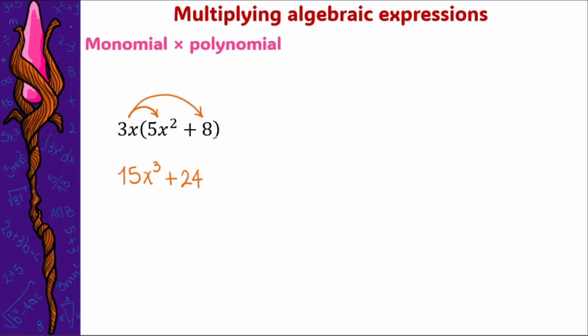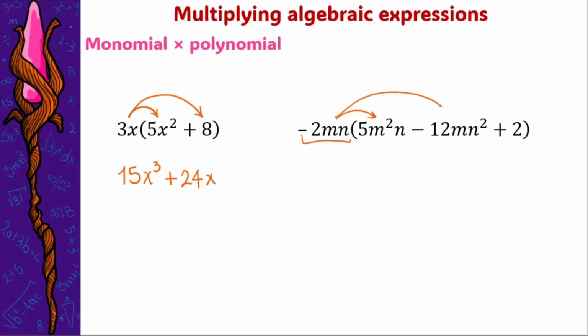And since it doesn't have any variable and this one has just x, we just write the x. So the result is 15x to the cube plus 24x. Let's see, for example, this one. We have a monomial, and in this case we have a trinomial. So again, we need to distribute for every term in the trinomial. So the result is going to be another trinomial.